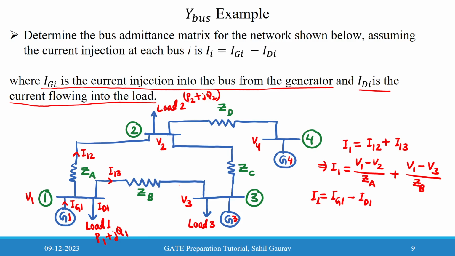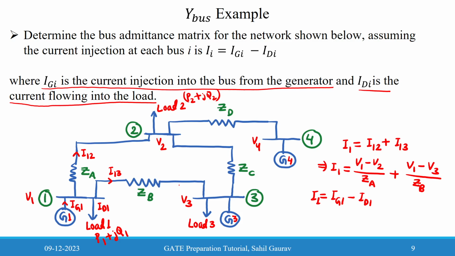So how can you write I2? We have assumed this I2 as the amount of current injected into that bus. So we have to assume that current is flowing from that bus. Another thing is that we have assumed I1, I2, I3 as the current injection into the bus, the current injection at each bus. So that's why we are following that convention.